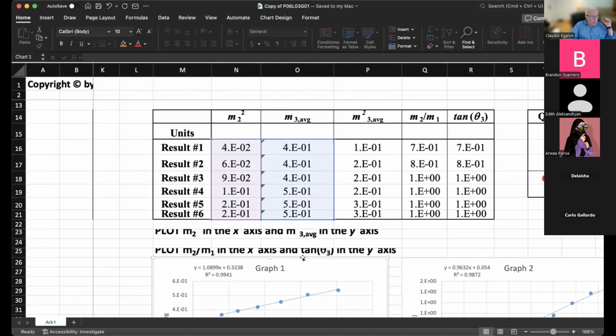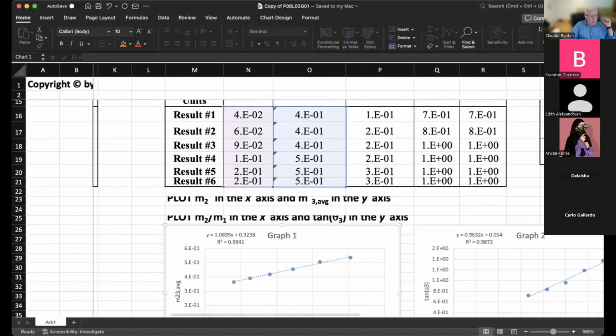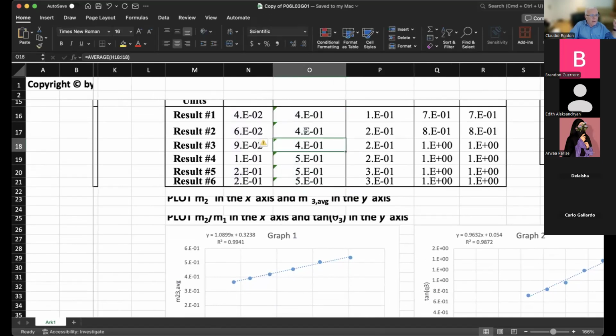So you see the bluish thing. It's not M3 average. You are supposed to highlight the M3 average, the one next to the right. That's the mistake. So click this box and drag it to the right. Let's see if we can do that. No. Click it. Click the graph again.